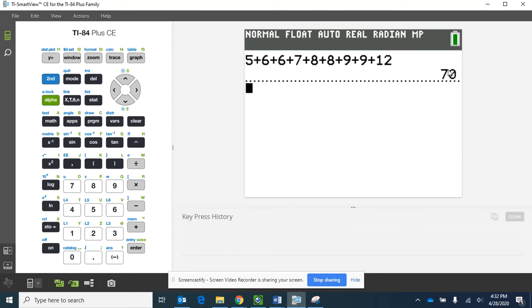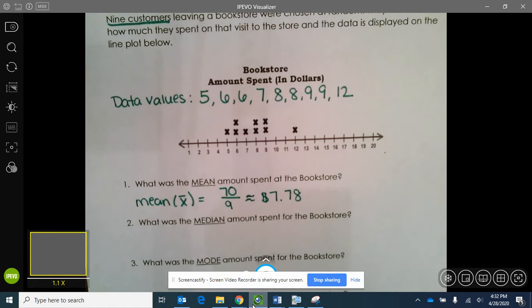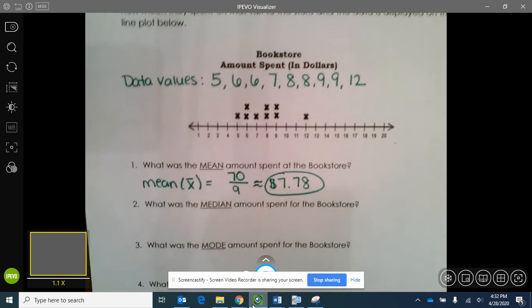And then you want to divide by how many data values there were. So if you count them up, there's 9. So we have 9 data values. So now I'm going to divide 70 by 9. So I get that my mean was about, and I'm going to round here to the nearest hundredth because we're talking about money, $7 and about 78 cents. Okay, so you'd want to record that on your paper. So about $7.78 for our mean here.